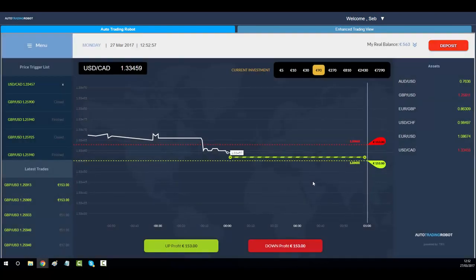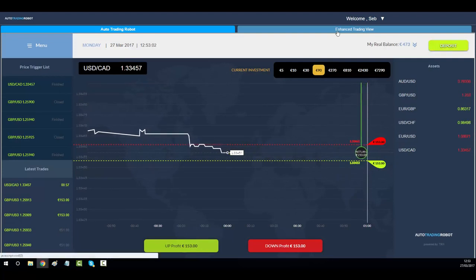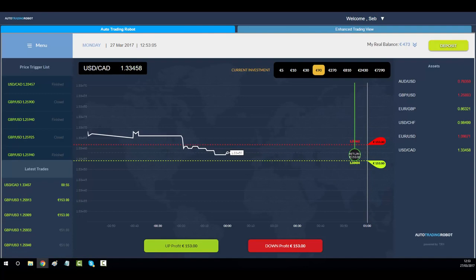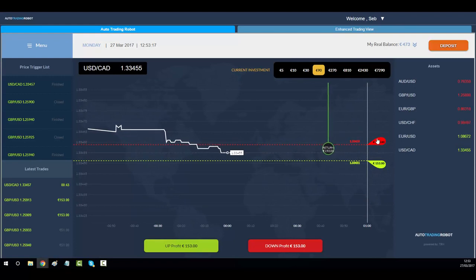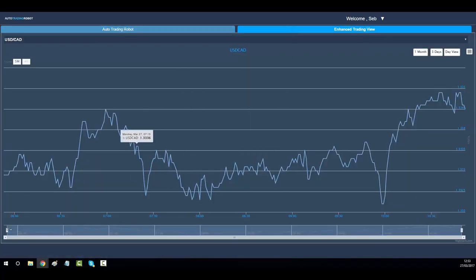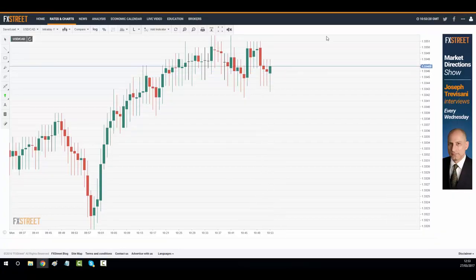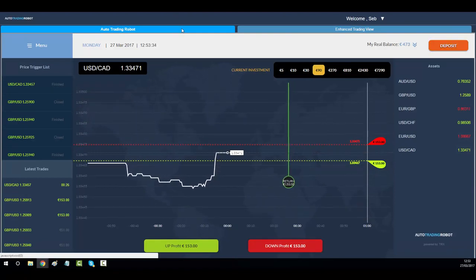There we go. That's going down. It's hit my price trigger. That's starting to come back up. All we want to see now is some green candles. Oh, that's sort of turned green, but let's see if that can keep pushing upwards ever so slightly. There we go. Nice and green. Following the trend. Perfect.